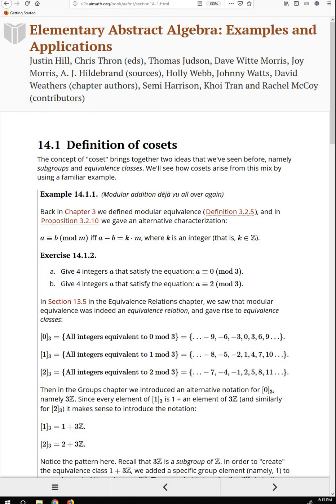Now, if you've got a three-dimensional space, you can divide that into planes. There's only one plane through the origin.